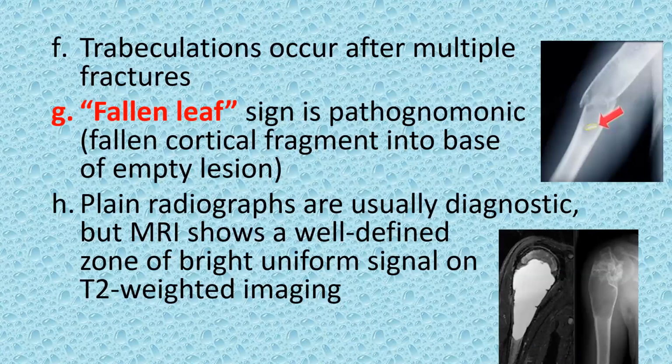They often have multiple fractures, and since there are no loculations, if you have a small fracture, a leaflet fracture, you'll see that it will fall within the cyst and settle down at the bottom of the cyst. This does not occur in aneurysmal bone cyst, because it consists of loculations. Plain radiographs are usually diagnostic, but MRI shows a well-defined zone of bright uniform signal on T2 weighted imaging.